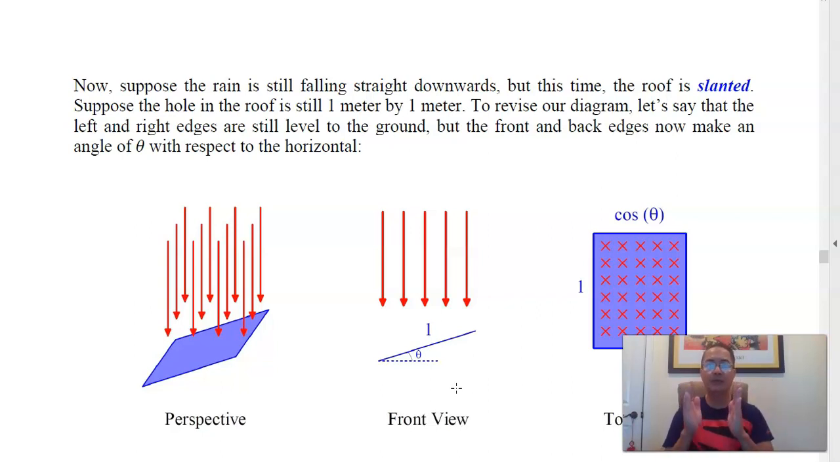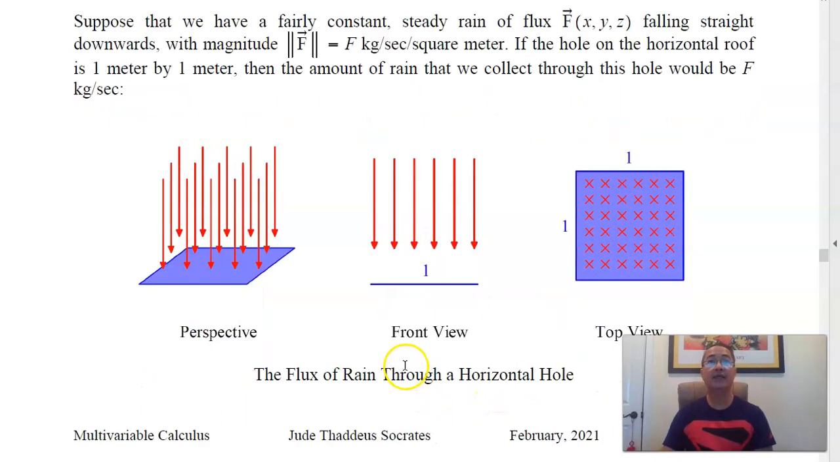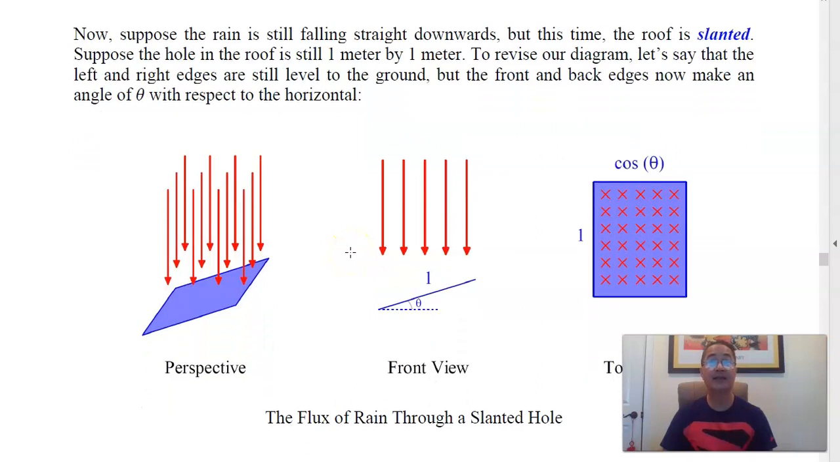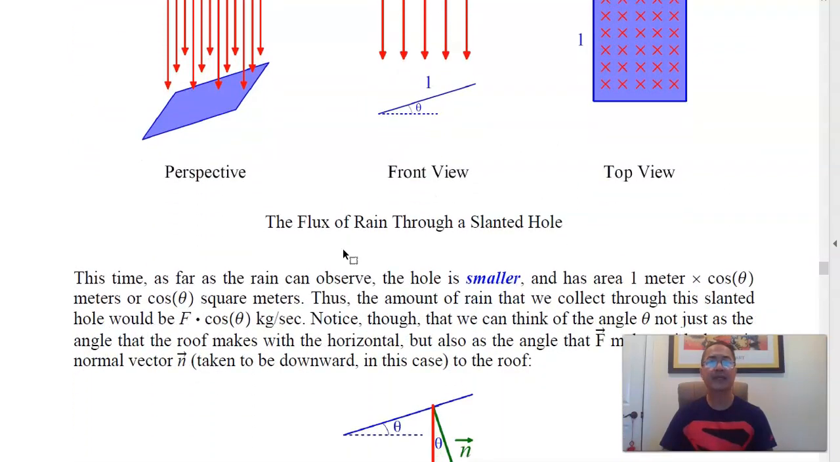It's still going to be 1, but now the width will be narrower. And of course, trigonometry will tell you that that width is now cosine theta, because that hypotenuse is 1. So therefore, the amount of rain flowing through is not just this amount, but that amount times cosine theta. Ooh, where have we seen cosine theta before?